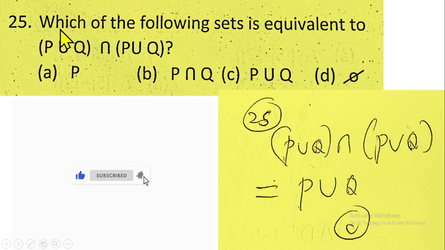Question number 25. Which of the following sets is equivalent to (P union Q) intersection (P union Q)? Now P union Q means that you have to combine all the elements of P and Q without repetition. The same thing you're having here. So the elements here are the same elements you're having here. So when you find the intersection, that means you give us the elements in this or this. So technically it will still give us P union Q as well. So that means the answer is option C, P union Q as well.